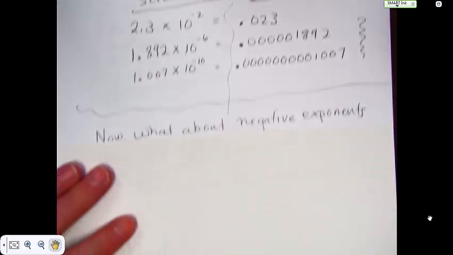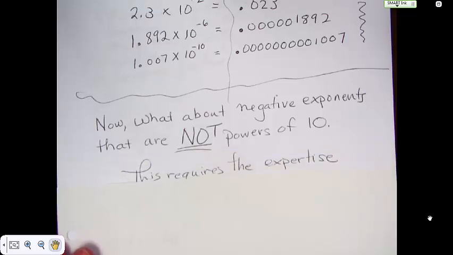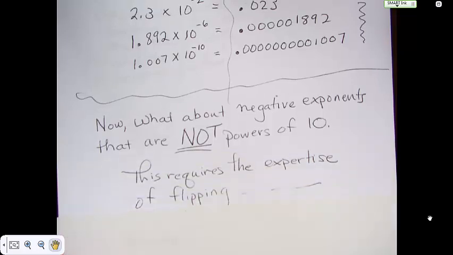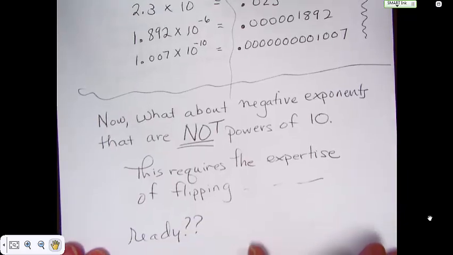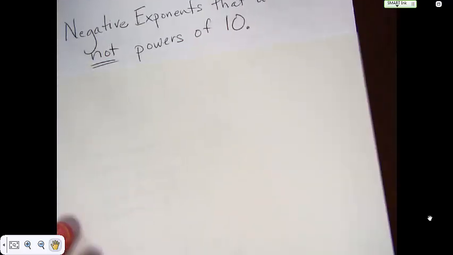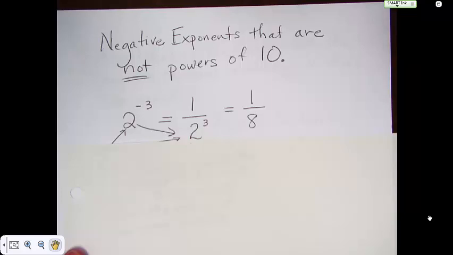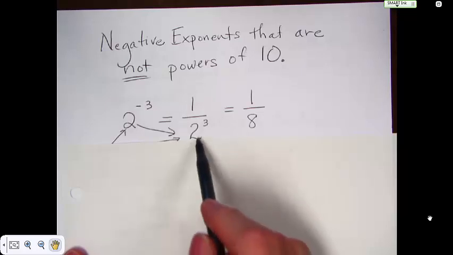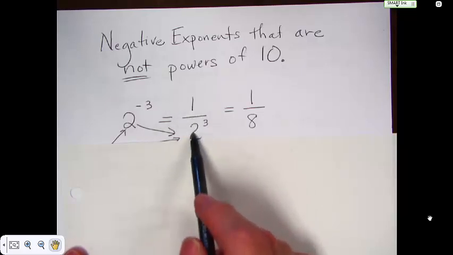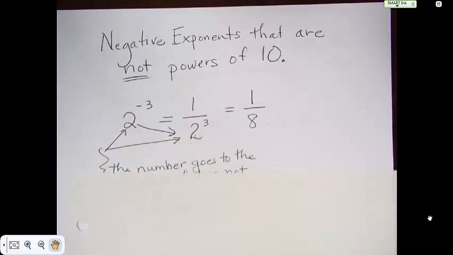Okay, now we also have negative exponents that are not used with powers of 10. This requires the expertise of flipping. Are you ready? Sure you are. Okay, negative exponents that are not powers of 10. Here we go. 2 to the negative 3. Let's put it in the basement and have 1 over 2 to the third. And that's 1/8.